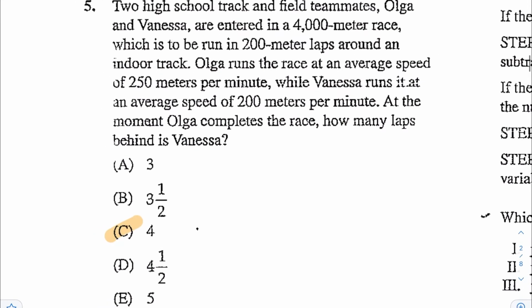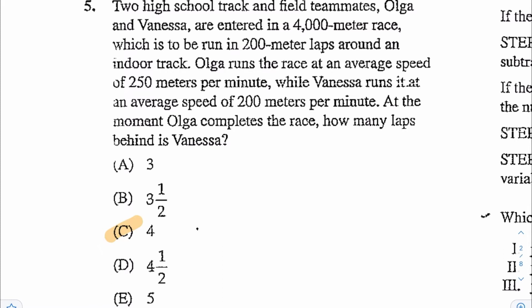All right, next for question number 5. 2 high school track and field teammates, Olga and Vanessa, are entered in a 4,000-meter race, which is to be run in 200-meter laps around an indoor track. Olga runs the race at an average speed of 250 meters a minute, while Vanessa runs at an average speed of 200 meters a minute. At the moment Olga completes the race, how many laps behind is Vanessa?